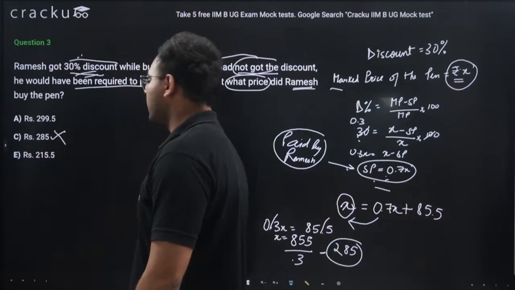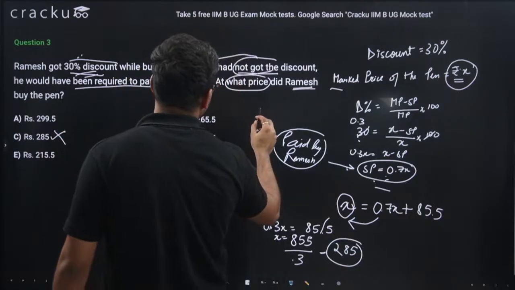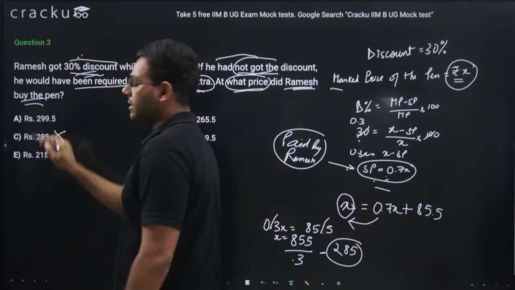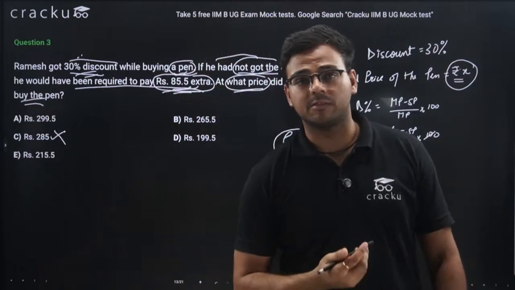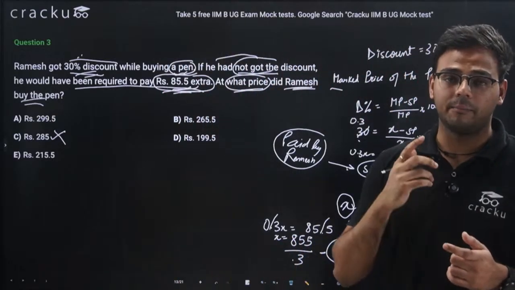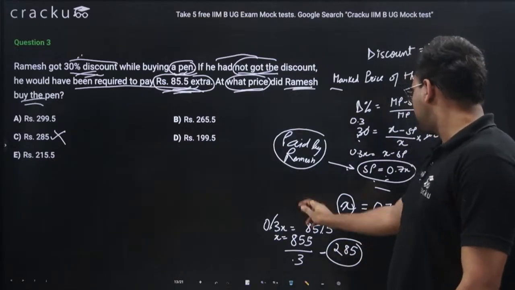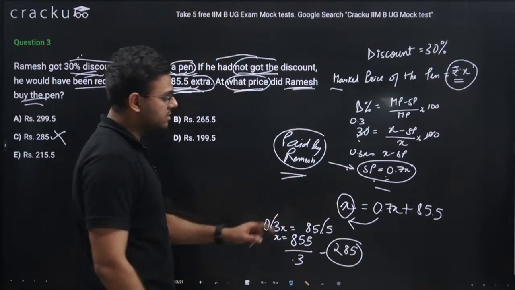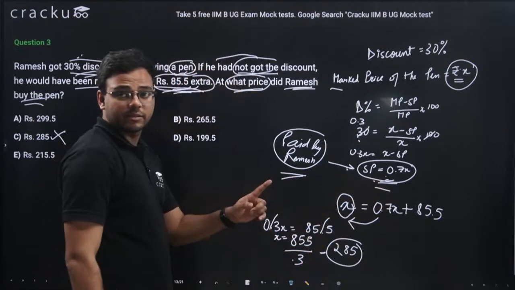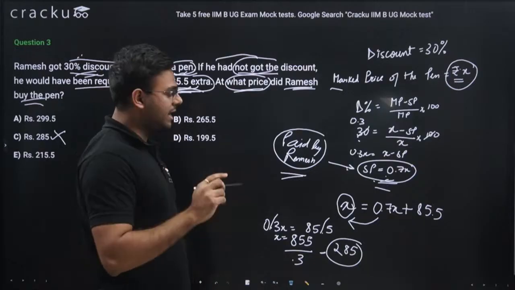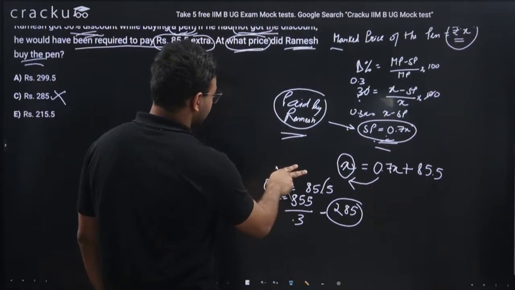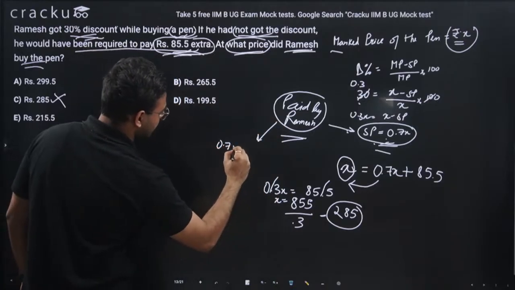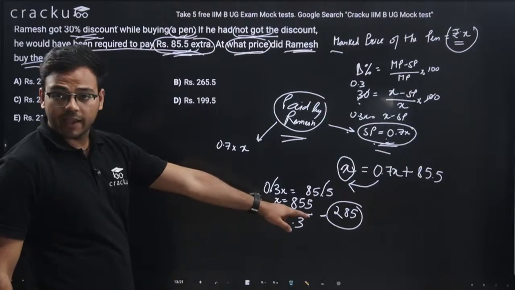No. The correct answer is not option C. It is asking at what price Ramesh bought the pen. Basically, it is asking for the amount paid by Ramesh. The amount paid by Ramesh is the 0.7x. You can clearly see that the amount paid by Ramesh is 0.7x, not x. He is paying 0.7x to get that item. Therefore, our correct answer, the amount paid by Ramesh, will be 0.7 into x. We have found the value of x as 285.